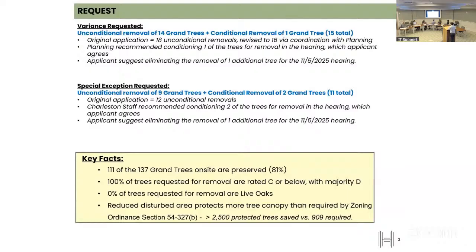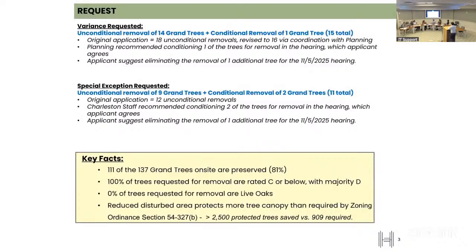The majority of these trees, all but one, are multi-stem, which indicates either previous forestation or a lack of sunlight or nutrients for the trees, and they're all below the DBH. 0% of these trees requested for removal are live oaks. In our required mitigation plan, we would have live oaks and other native trees to replace these. And what we've tried to do is reduce the disturbed area to reduce impervious surface impacts, knowing that this is in a special protection area.